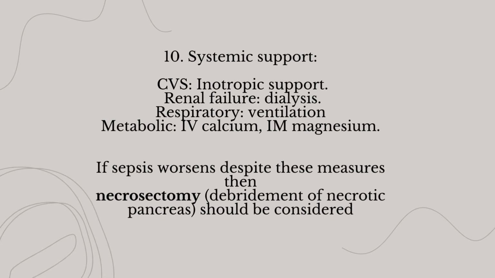For systemic support: cardiovascular, inotropic support. Renal failure, dialysis. Respiratory, ventilation. Metabolic, IV calcium, IM magnesium. If sepsis worsens despite these measures, then necrosectomy, debridement of necrotic pancreas, should be considered.